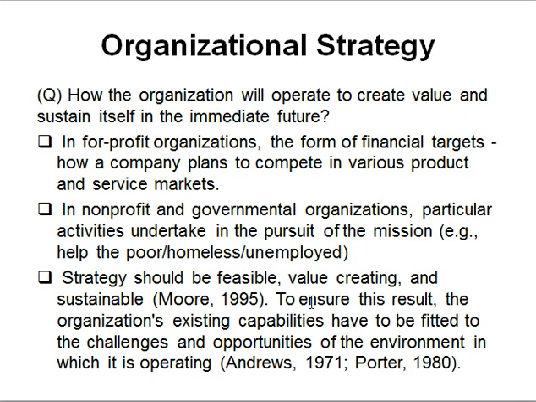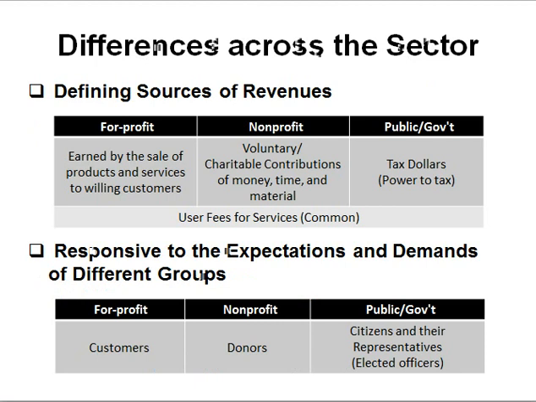And also, there are different bottom lines across the sectors. Ultimately, the strategy should be self-feasible, value-creating, and sustainable. And Moore also said that to ensure this result, the organization's existing capabilities have to fit the challenges and the opportunities of the environment in which it's operating. And next, there are differences across the sectors in terms of defining sources of revenue. This is a very obvious distinction.